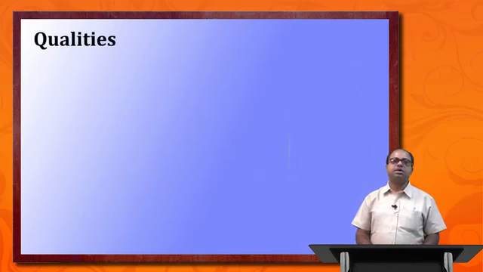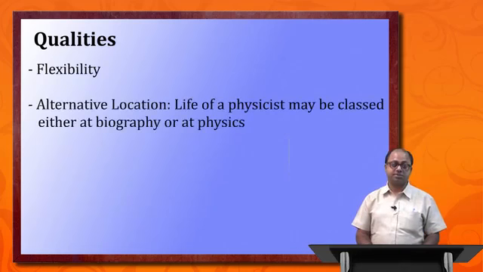Next quality is flexibility. What is flexibility? First of all, alternative location. যেমন আমরা জানি যে the life of a physicist may be classed either at biography or at physics. Bibliography of chemistry. DDC তে আমরা bibliography আন্ডারেও ফাইলিং করতে পারি 016 অথবা কেমিস্ট্রির আন্ডারেও ক্লাসিফাই করা যায় 540. So this is alternative location.